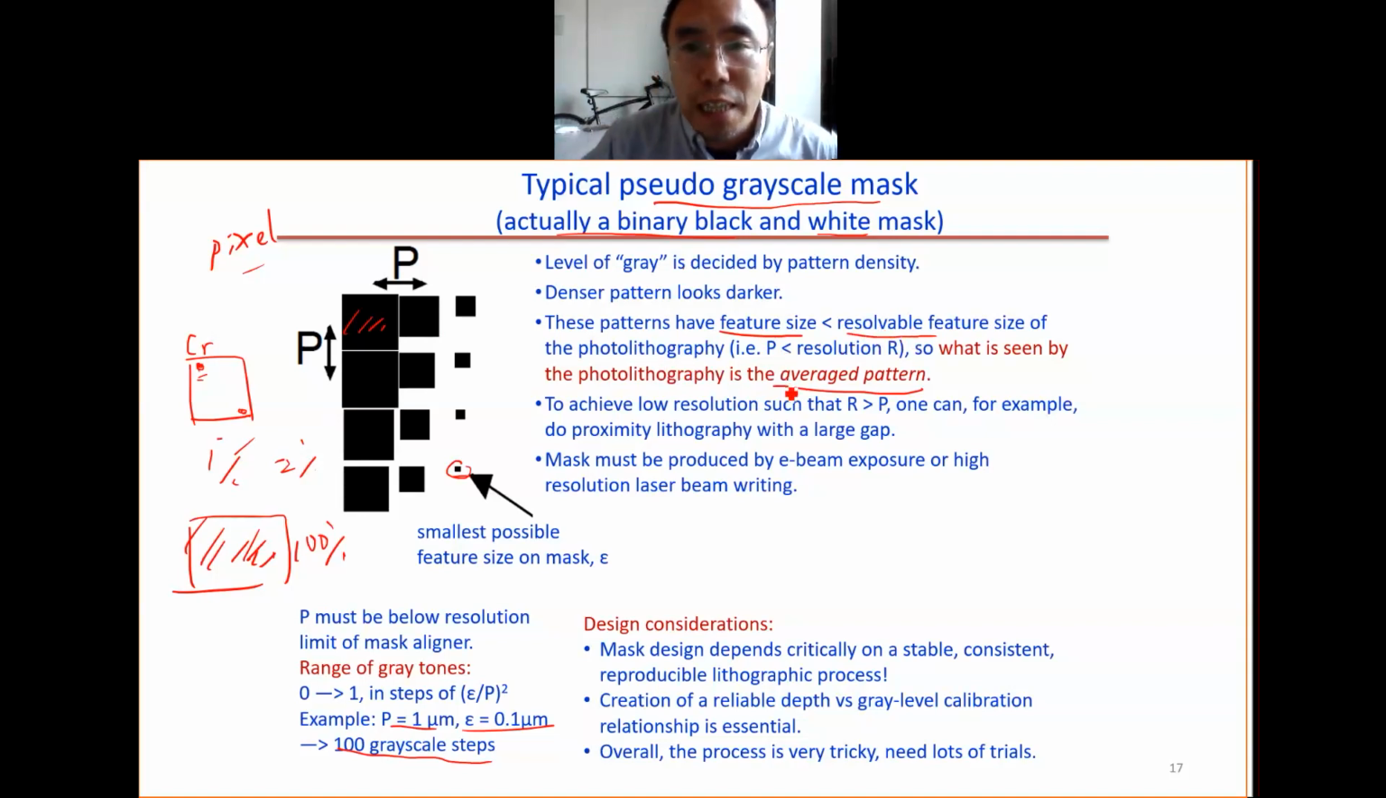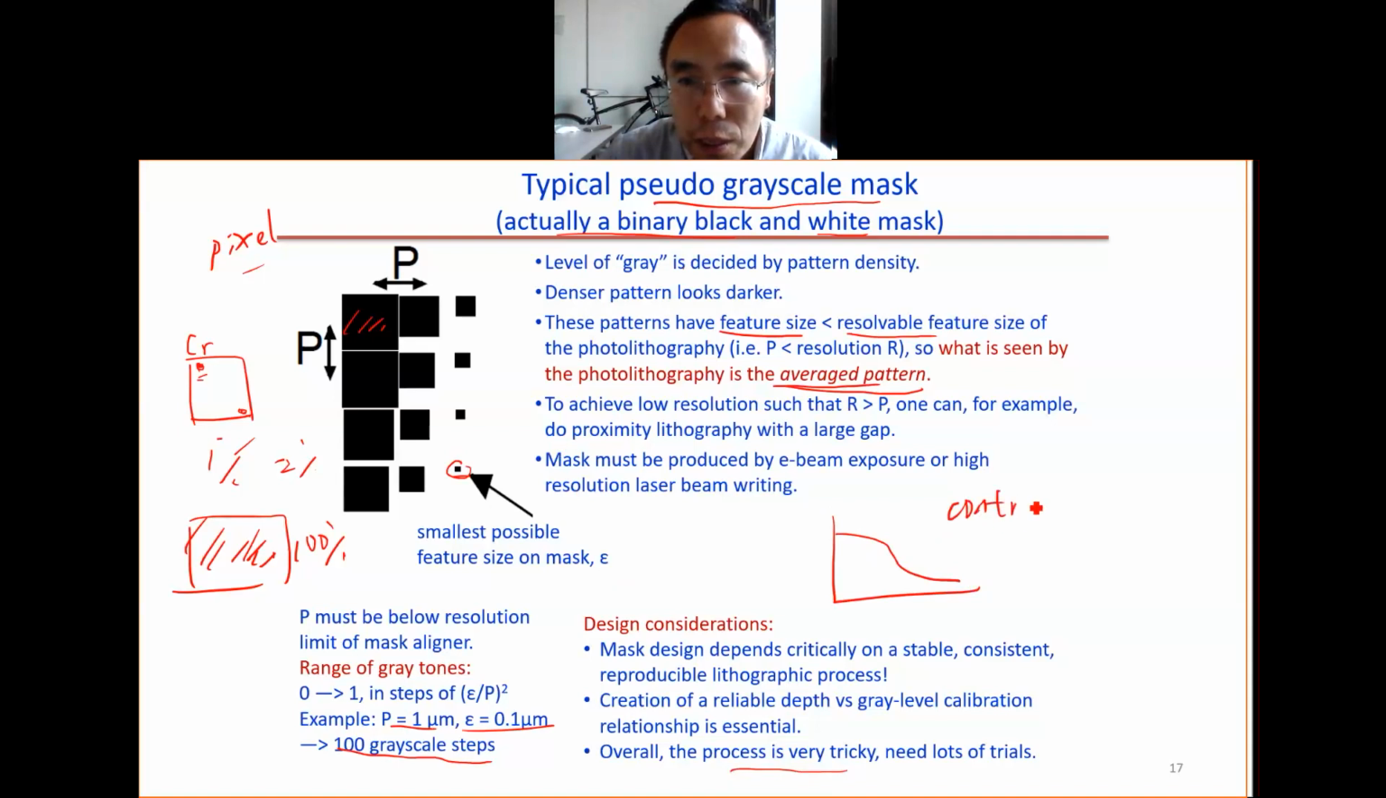What we see is just an averaged gray pattern. So this is the idea. But normally this process is very tricky, because the contrast curve is not so reproducible. If we have the temperature increased by 2 degrees, then the curve may become something like this. So this is very tricky, because the process is not so reproducible.